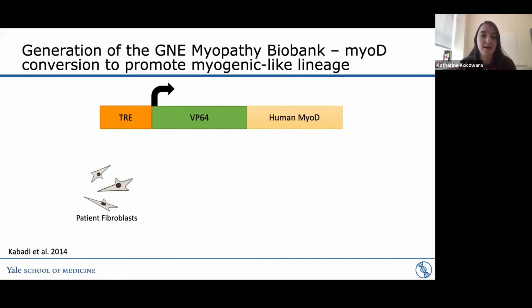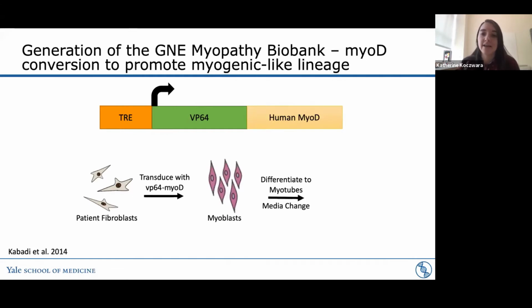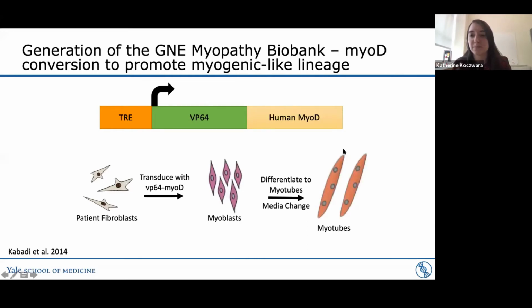And so we can take our fibroblast cell lines, transduce them with this construct that will convert them into a more myogenic-like lineage of myoblasts, and then we can provide different culture conditions to differentiate them into myotubes. And this myotube-like cell line is pretty much the closest that we can get in culture to muscle cells.